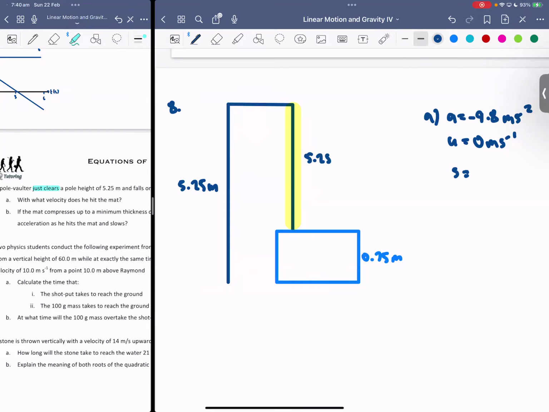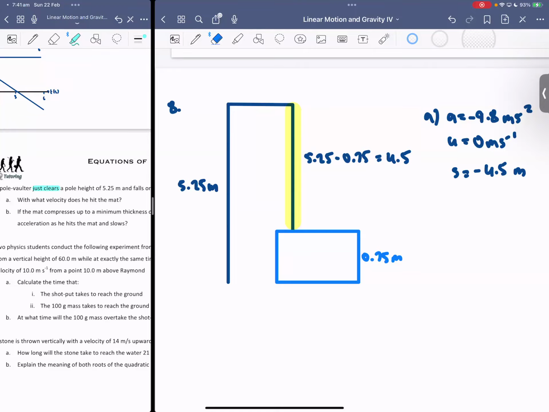5.25 take 0.75. And what's that? 4.5. Up or down though? Down. Now, someone's asking me a very good question. Kunj, shouldn't the acceleration be positive? The way that I do questions, anything going up is always positive. Anything going down is always negative. And which way does gravity always point? Down. So for that reason, my acceleration will always be negative 9.8.